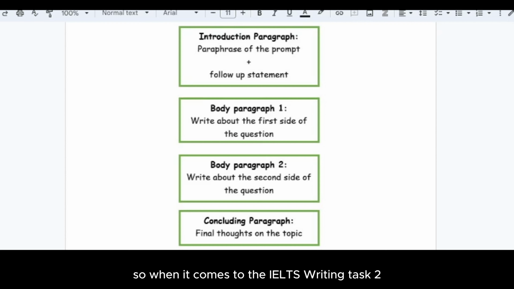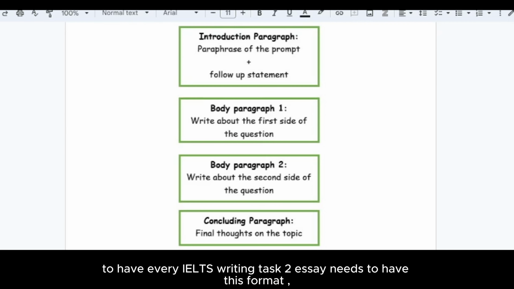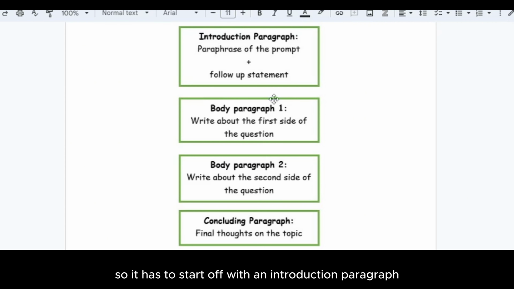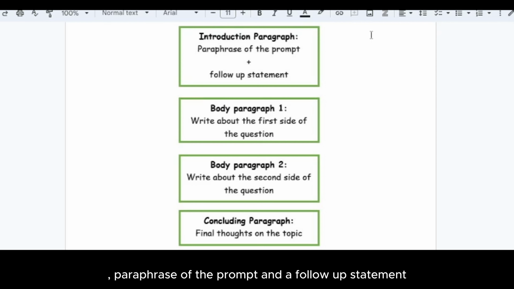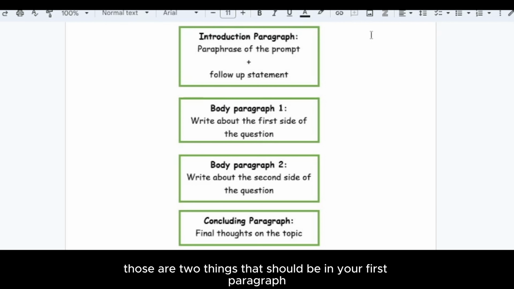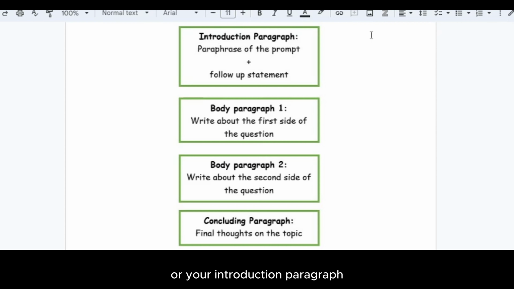So when it comes to the IELTS writing task 2, there's a basic format that it has to have. Every IELTS writing task 2 essay needs to have this format. Okay, so it has to start off with an introduction paragraph or an introductory paragraph. And what is the content of this paragraph? It is made up of a paraphrase of the prompt and a follow-up statement. Okay, paraphrase of the prompt and a follow-up statement. Those are the two things that should be in your first paragraph or your introductory paragraph.